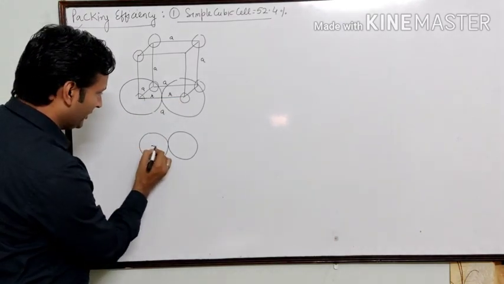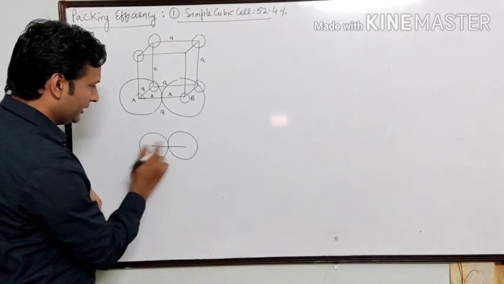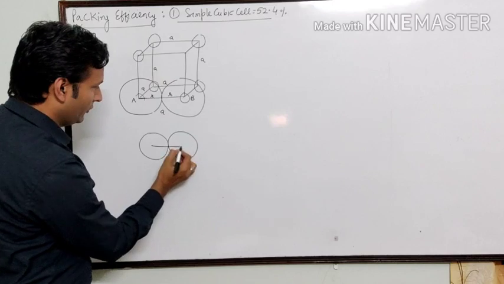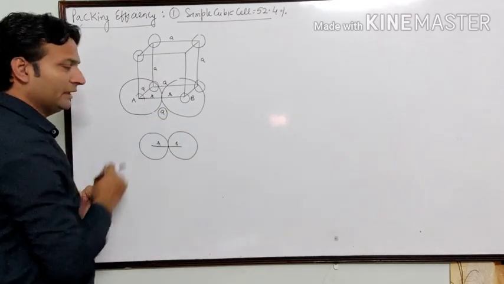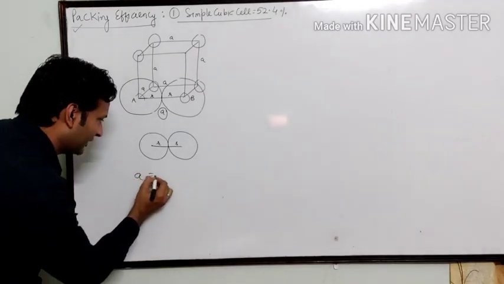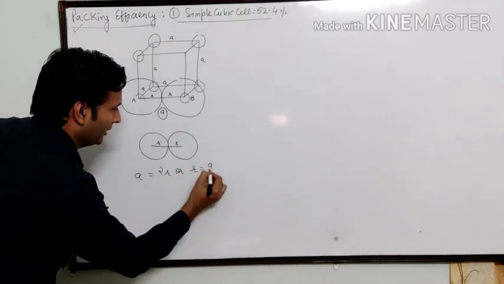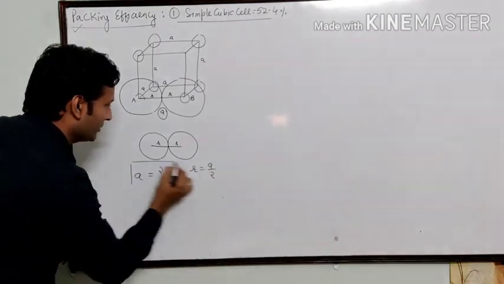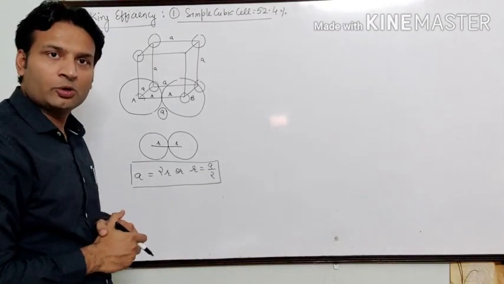It means if I am considering this point A to B, then it will be the radius of two spheres, that is R and R, and we are saying that it is A. Now what is the relationship? The relationship is A is equal to 2R, or we can say that R is equal to A by 2. This is the relationship of edge length with the radius R in simple cubic unit cell.